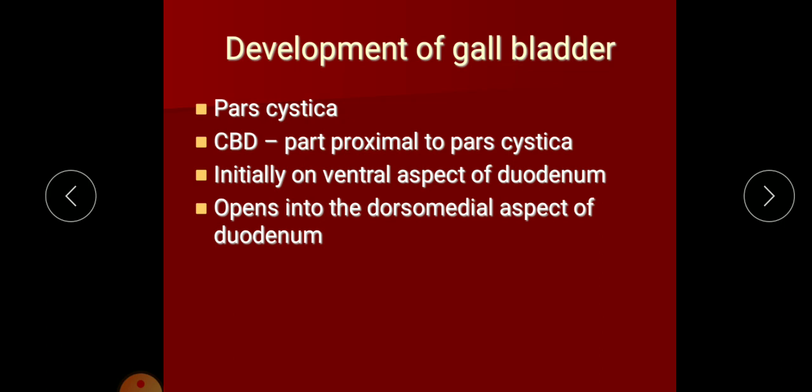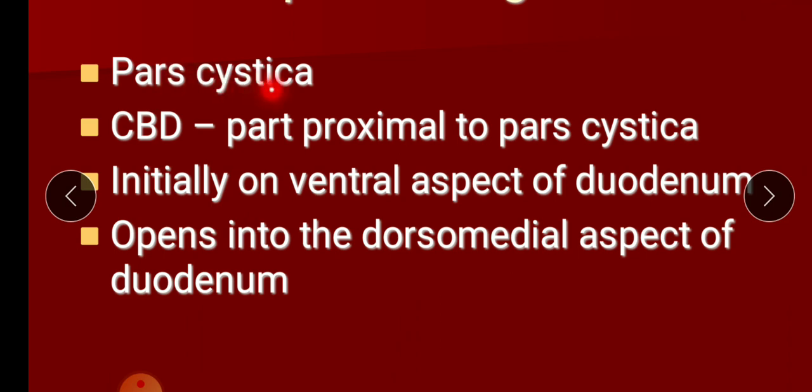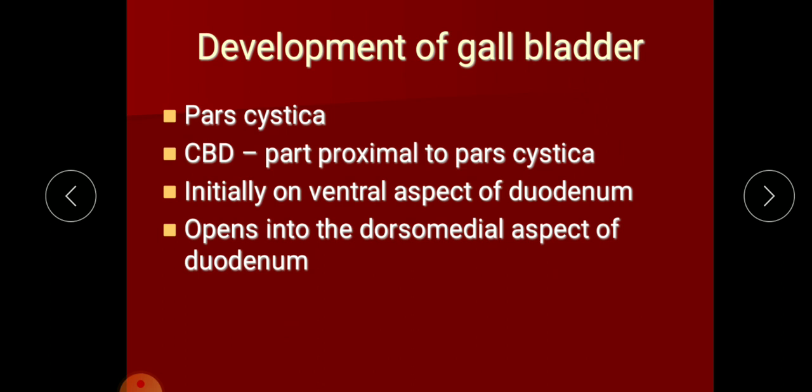Now the development of the gallbladder. I think I've already discussed it, just read that. It is actually formed from the pars cystica. The pars cystica forms the gallbladder plus the cystic duct, and the part proximal to the pars cystica forms the common bile duct. What happens to the common bile duct? It initially opens into the ventral part of the duodenum, and then the duodenum undergoes rotation, and as a result this opening moves and reaches the dorsomedial aspect of the duodenum.